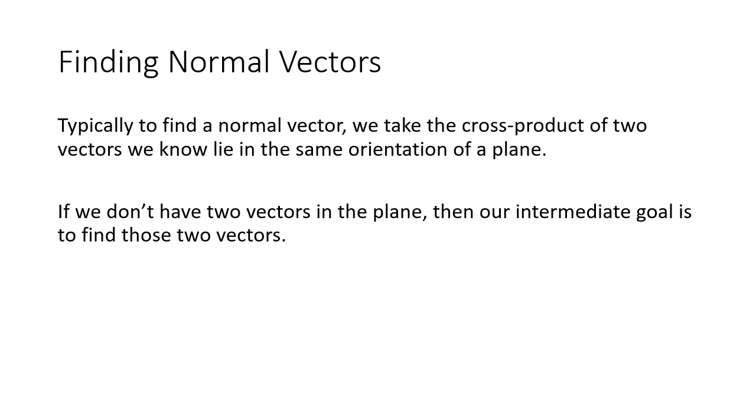Now again, typically to find normal vectors, our process is always going to be to take the cross product of two vectors we know that lie in the same orientation of a plane. If you don't have those two vectors, then your intermediate goal is going to be to find those two vectors, like we just did in that last example 3.